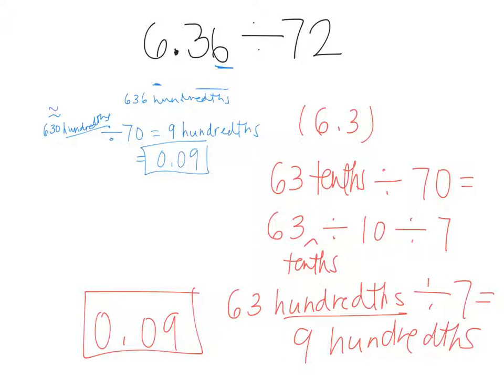Now in this case, does it make sense to round it to the nearest one, which is 6? Is 6 compatible with 70? No. So did it make sense to work in the ones? Did it make more sense to work in the tenths or the hundredths? Okay.